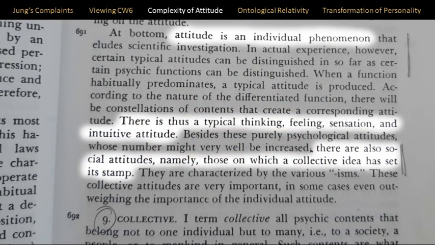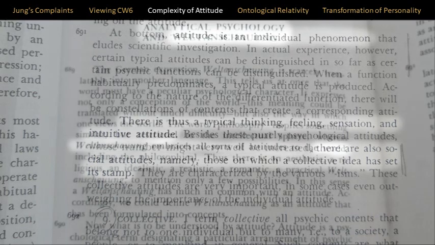And in the conclusion to the definition of attitude, Jung identifies 3 main types. The first is that there is an individual attitude. The second form of attitude arises when a typological function dominates, and there is thus a typical thinking, feeling, sensation, and intuitive attitude. And for the third type, there are also social attitudes, namely those on which a collective idea has set its stamp. So the psyche comprises a wide range of attitudes, in both consciousness and the unconscious, and the typological functions represent just one example. This is confirmed in the rest of the book, where Jung discusses political, religious, and cultural attitudes.